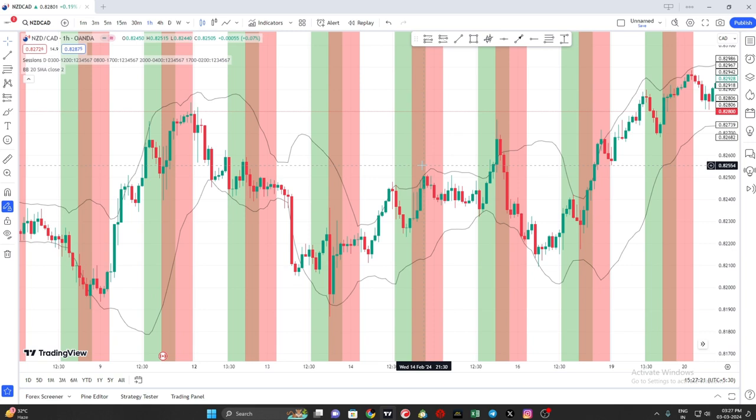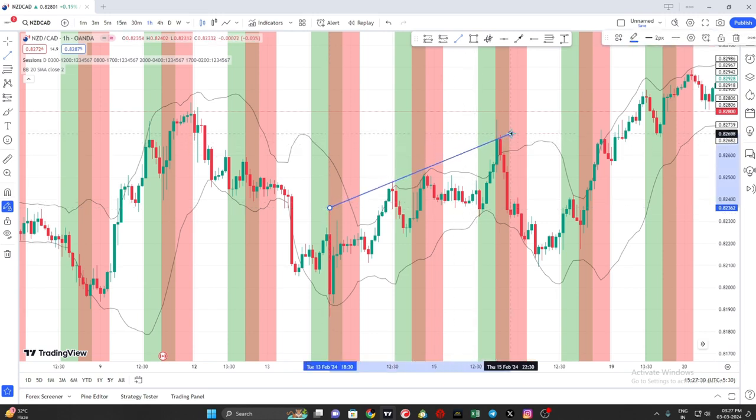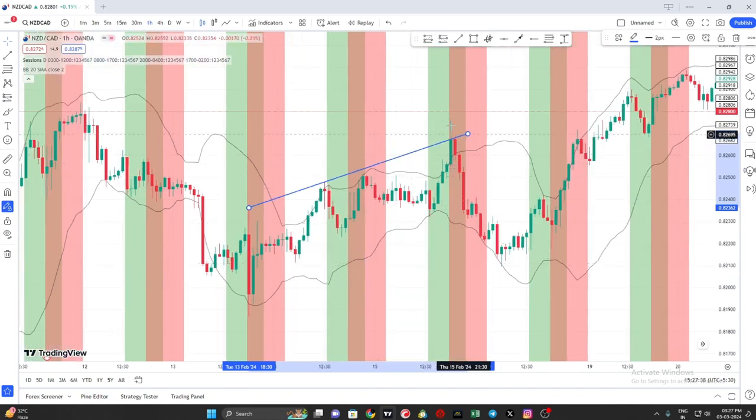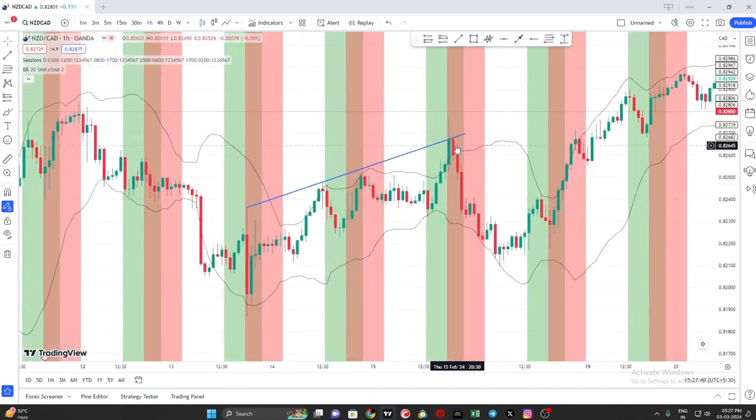So here in NZD CAD, you can see very clearly that we have a very good resistance trend line growing from here to here. You can see that we have the first touch, the second touch, and here is the third touch. At the third touch, what we got is a very good red candle, and it is inside the London to New York session, and it's also touching the upper Bollinger Band. So all our conditions are met.